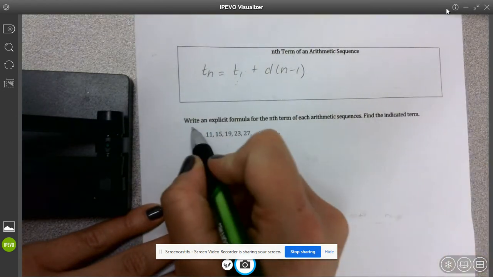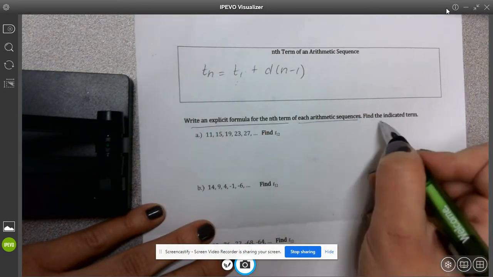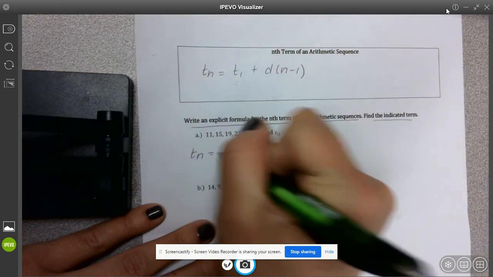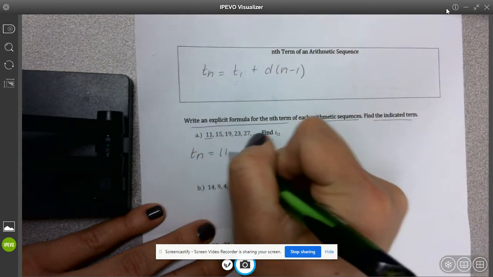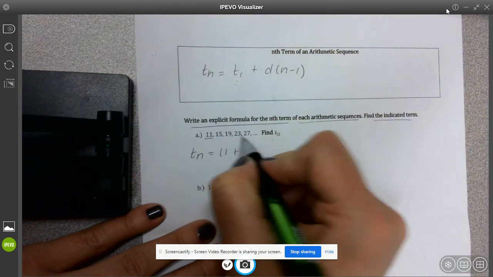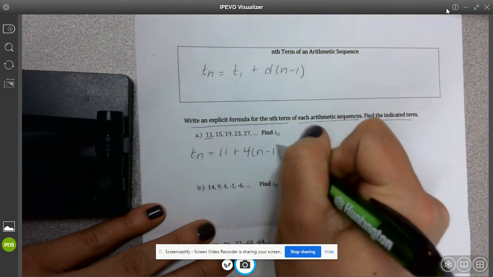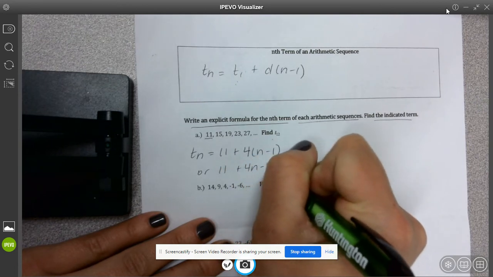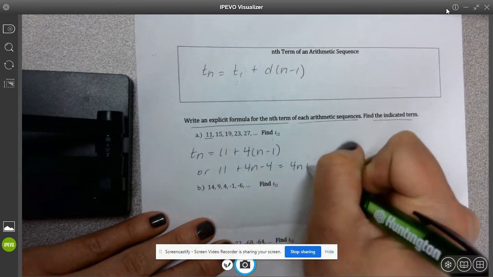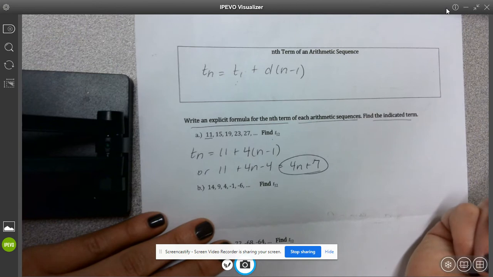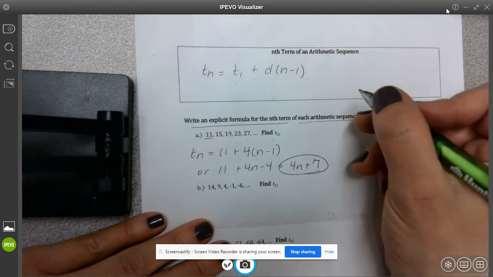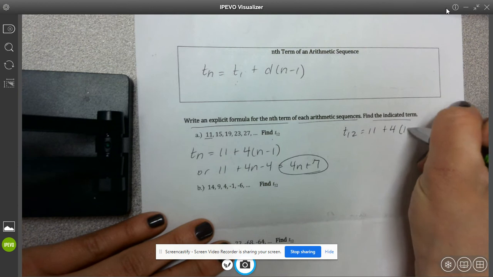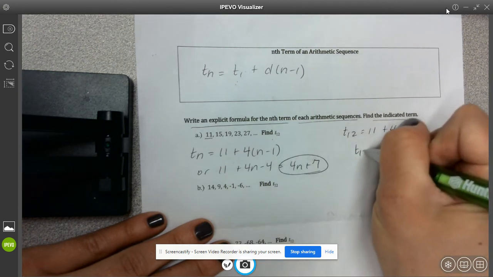So for example, it says write an explicit formula for the term of the sequence and then find this indicated term. So here, whatever term you're trying to find, you start out with your first term and you're going to add what looks like 4 every time, n minus 1 times. So this is your formula. So to find your 12th term, you take 11 and you're going to add 4, 12 minus 1, or 11 times.